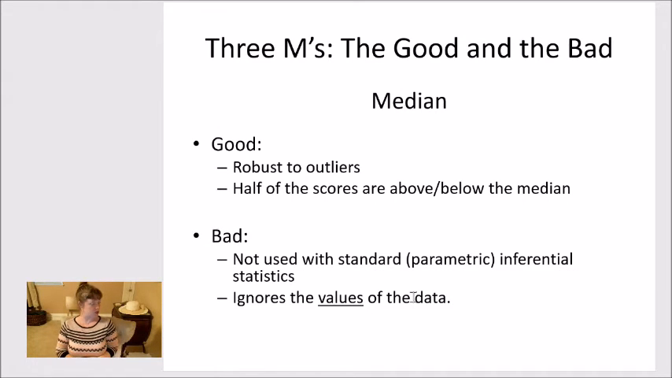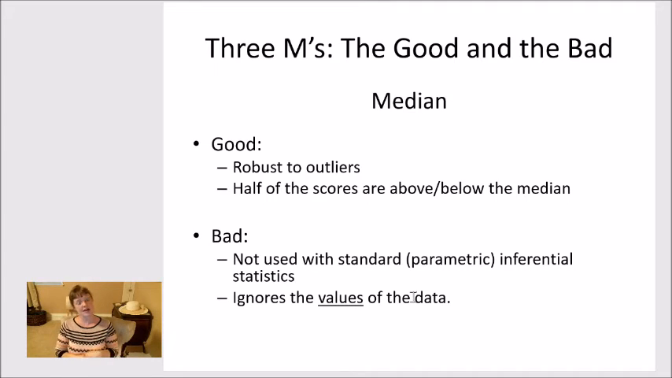Now the median has some good things about it too. One of the good things about the median is that it is robust to outliers, right? I gave you that example where it didn't matter if the top score was 10 or 100, the median was still 4. It didn't matter, right? So the median is robust to outliers.